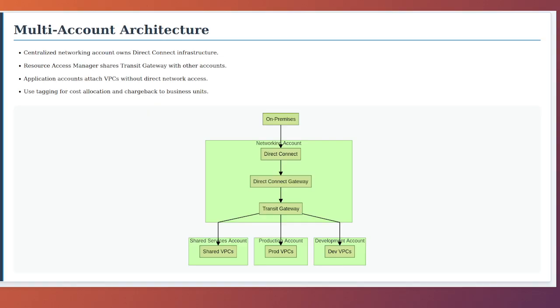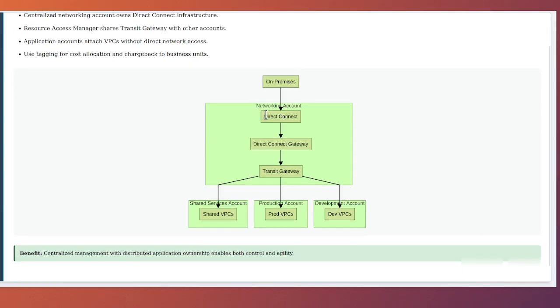The diagram illustrates this architecture. The networking account at the center owns the Direct Connect infrastructure, including the physical connection, virtual interfaces, and Direct Connect gateway. This gateway connects to a Transit gateway, also owned by the networking account. 3 separate AWS accounts, representing development, production, and shared services, each have their own VPCs. These VPCs are attached to the Transit gateway via shared attachments. Traffic from on-premises flows through the Direct Connect connection in the networking account, through the Transit gateway, and then to VPCs in the individual accounts.